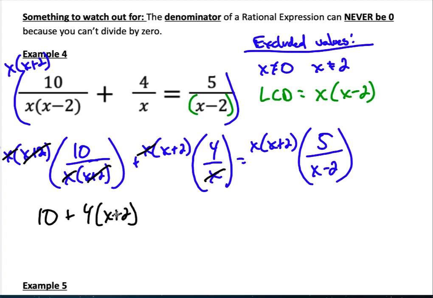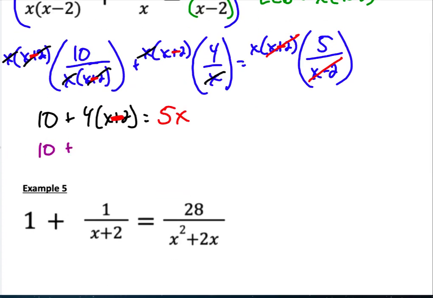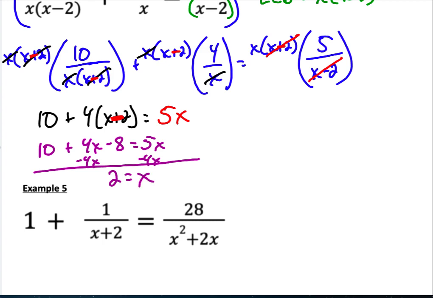For the last one, I miswrote it here. It was supposed to be an x minus 2 when I wrote it out there. Sorry, I got carried away there. So I can divide an x minus 2 out of each of them, and I'm left with 5x. Now I simplify it, so I get 4x minus 8 is equal to 5x. I can subtract my 4x to the other side, and I get 2 is equal to x.